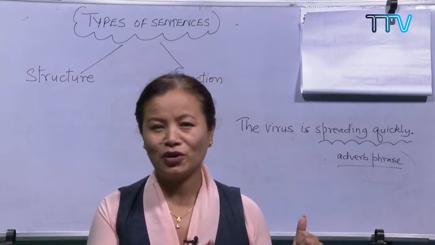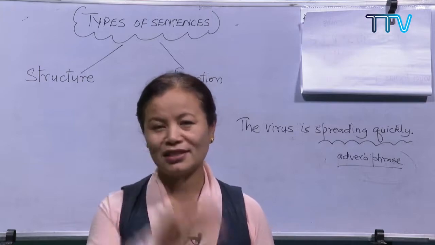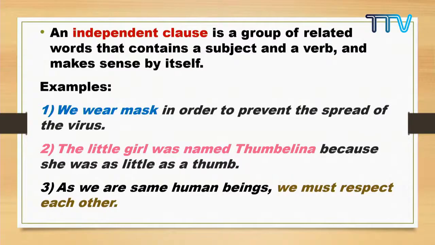So I hope you got it clear. Do you want to look at the sentences once again? Please do. Okay. We wear masks in order to prevent the spread of the virus. Please note, we wear masks is the independent clause. The little girl was named Thumbelina because she was as little as a thumb. Again here, the little girl was named Thumbelina is the independent clause.